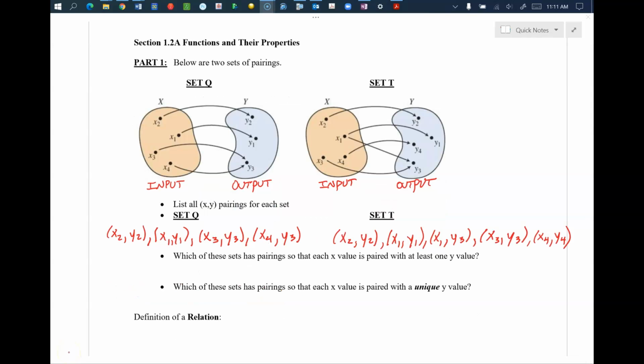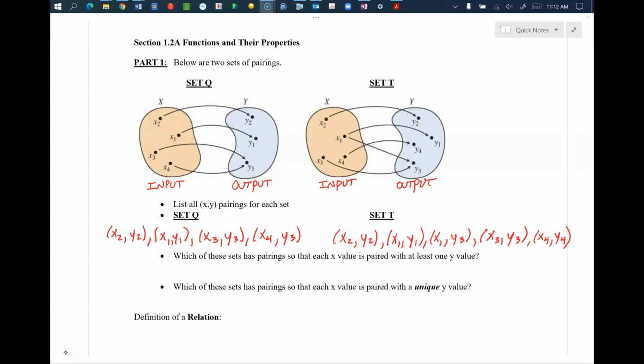So you may notice some similarities between these pairings, and you might also notice some differences. Set Q has 4 pairings and set T has 5. And we want to focus on some of their similarities and then take a look at their differences. So the first question we want to answer is, which of these sets has pairings so that each X value is paired with at least one Y value? Pause the video for a moment and see if you can answer that question.